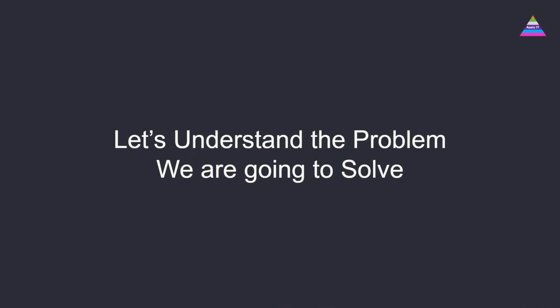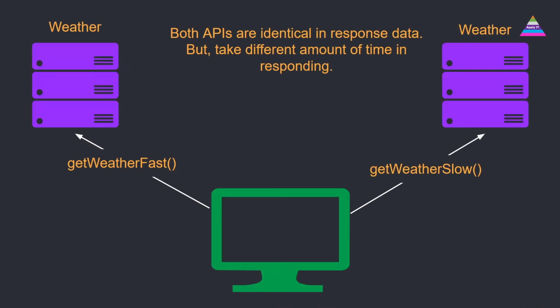So first, let's understand the problem that we are going to solve. Consider we have a weather API whose implementation is available at two places. The first implementation is available through the getWeatherFast API function, and the second implementation is available through the getWeatherSlow API function. Now, what's the difference between these two APIs? Both these APIs are identical in response data, but they take a different amount of time in generating the response.